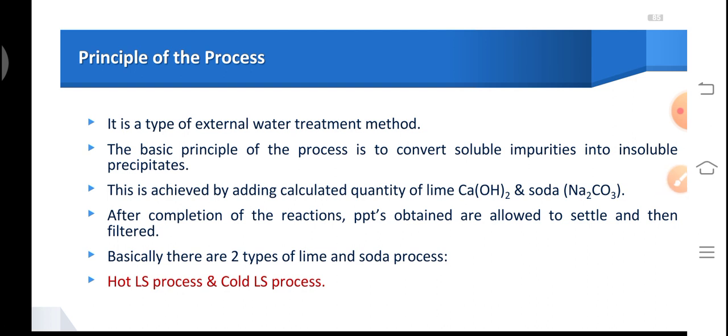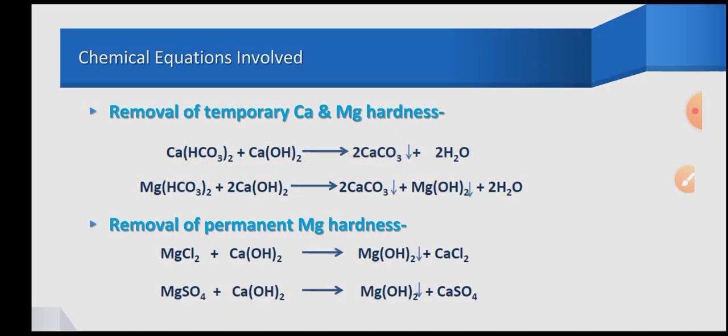We have two types of lime soda process. One is the hot lime soda process and the second one is the cold. The only difference between the two processes is the presence of a filter and the temperature. The cold lime soda process takes place at room temperature, whereas the hot process takes place around 100 degrees Celsius. Rest, the principle remains the same.